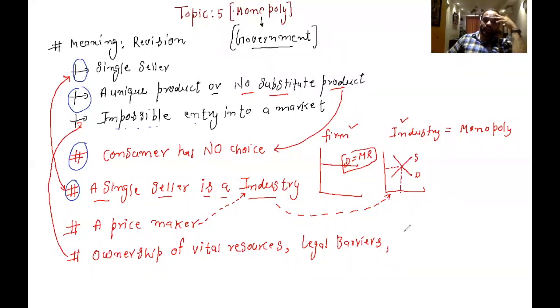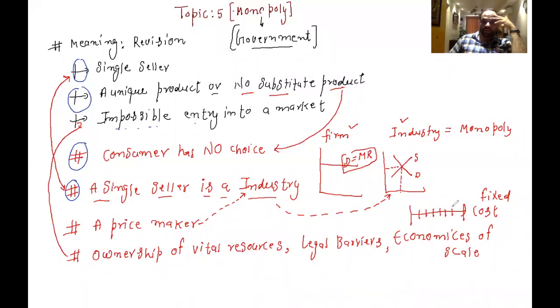Another example of monopoly is economies of scale. You already understand economies of scale. This is your cost, let's say fixed cost, and this is your number of production. Let's say the fixed cost is $100. If you maximize your number of production, your cost per unit will be reduced. That's called economies of scale, right?